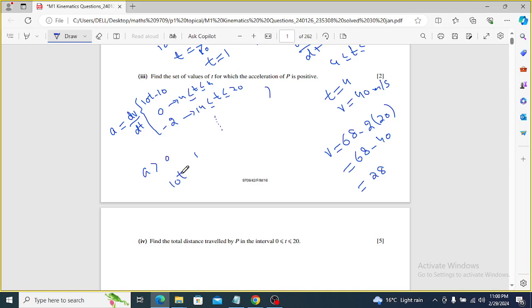10t minus 10 is greater than 0, then automatically I can say my time is greater than 1. My time is greater than 1. Then when time is greater than 1, the set of the time values could be written as time is greater than 1 and it is less than or equal to 4.